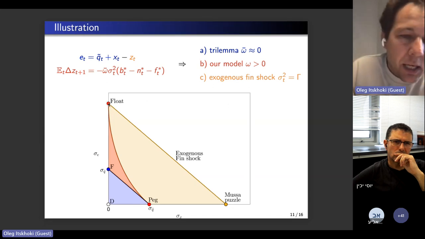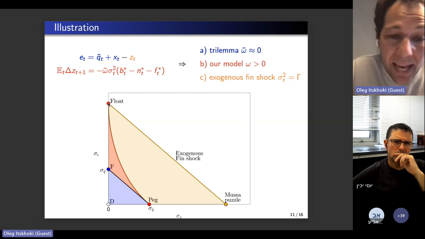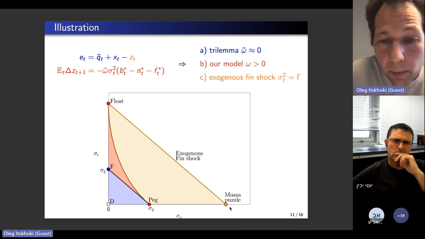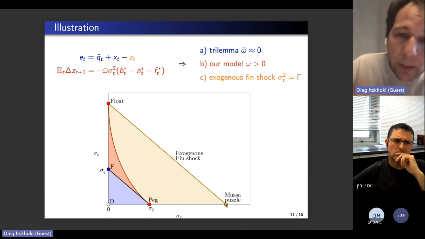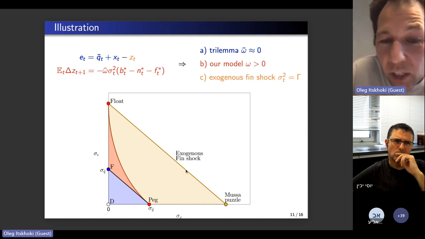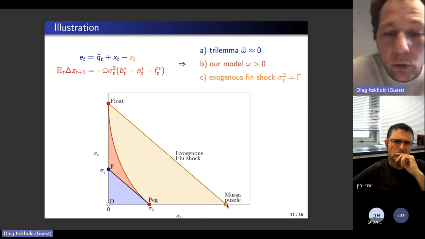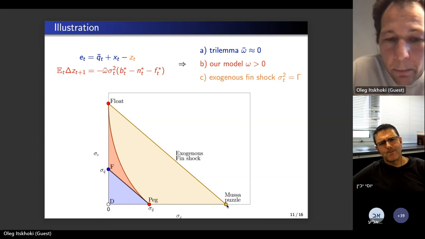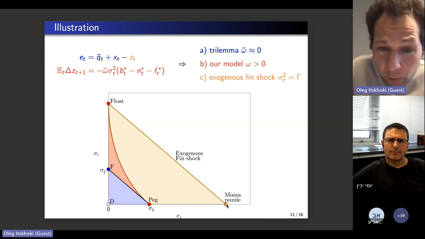And what it means is that if you try in those models to do a peg or a partial peg, you're going to have a huge amount of volatility in the output gap. And this is the Mussa puzzle. All those models feature the Mussa puzzle. Remember, like we were talking, if you try to absorb the exchange rate volatility in a conventional macroeconomic model, including models with financial shocks, with financial frictions, typically you would need to absorb all the volatility from the exchange rate into inflation and the output gap. And this is just not what we observe in the data.